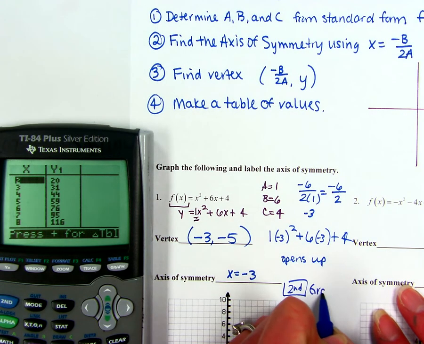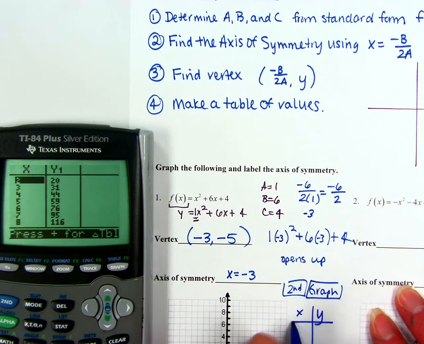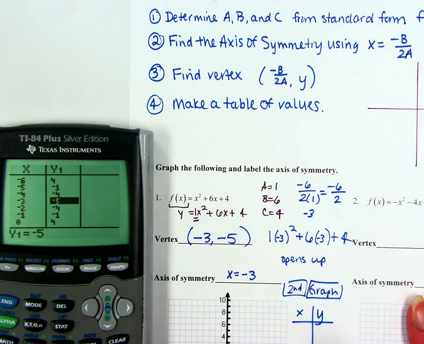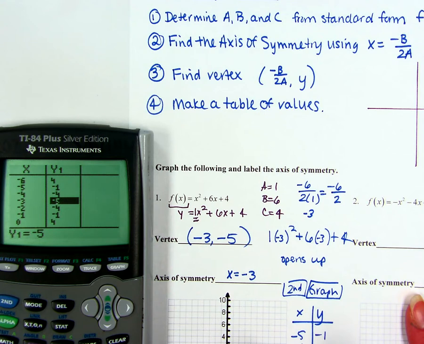So if you hit that button, you should see a table of values. When I copy down my table of values, I need to at least have my vertex, this negative 3, negative 5, that needs to be in my table. And then I would pick 2 points above and 2 points below. And all I'm doing is copying down the numbers.